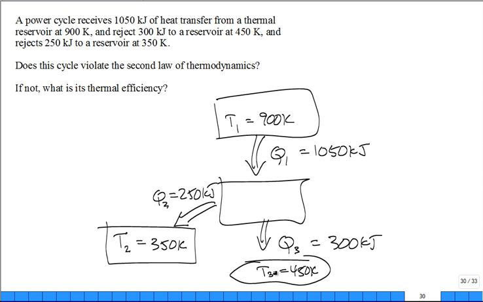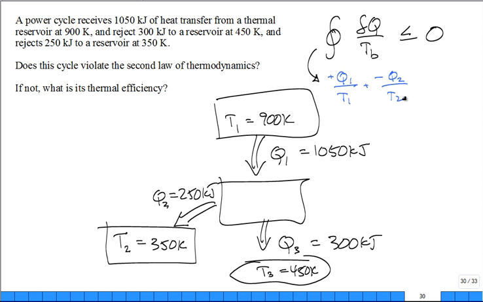Does this cycle violate the second law of thermodynamics? Well, what we would say is the integral of delta Q over T_B has to be less than or equal to 0. Clausius' inequality. So let's break this into the sum of 3 heat transfers. We have Q1 divided by T1, that's positive, and we're going to have a negative Q2 over T2 and a negative Q3 over T3. I'm going to compute that and see what it equals. Is it less than or equal to 0? So we have 1050 divided by 900 Kelvin. Each one of these has units of kilojoules per Kelvin.